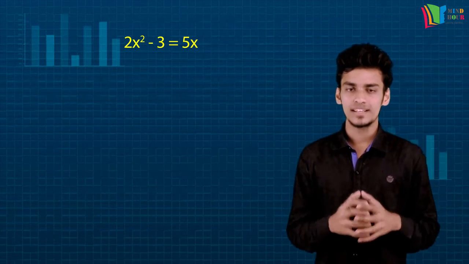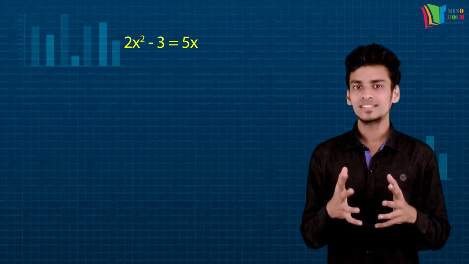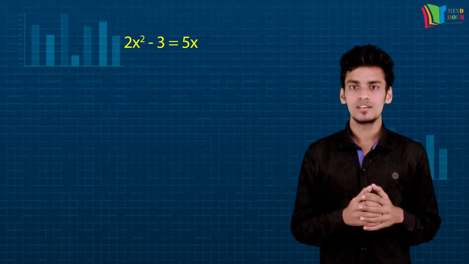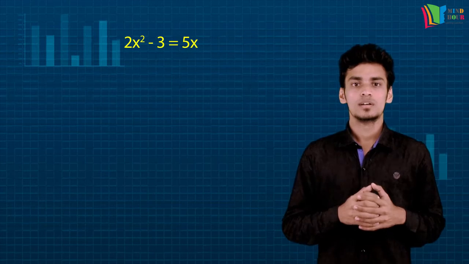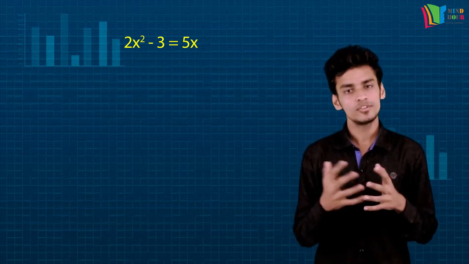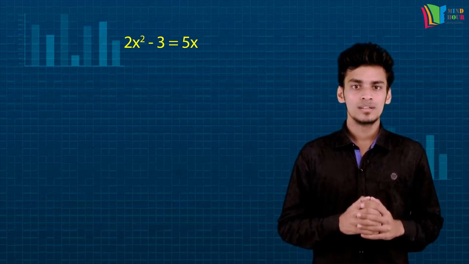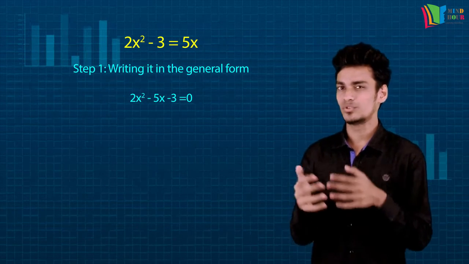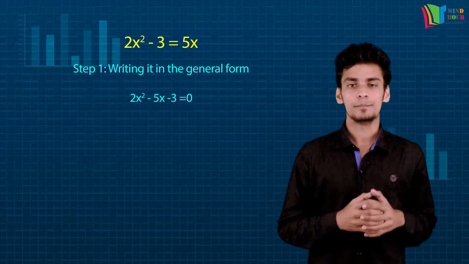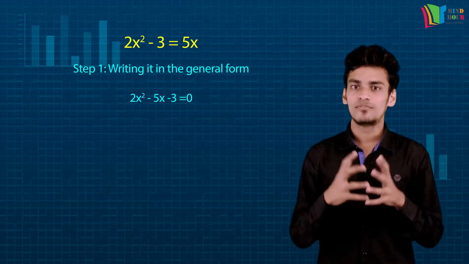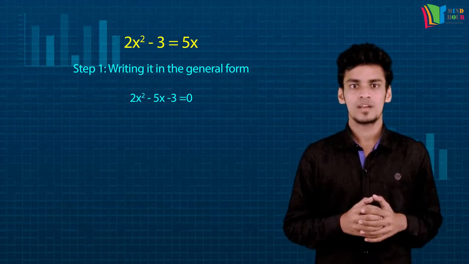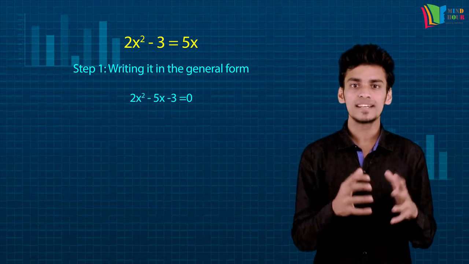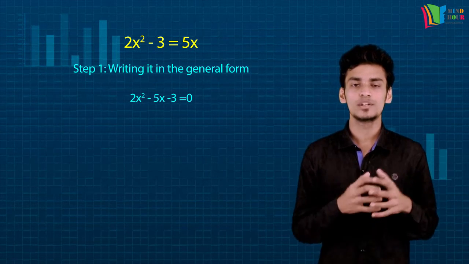2x² - 3 = 5x. As you can see, the given quadratic equation is not in the general form. So we will first convert it into the general form. Therefore, the equation will become 2x² - 5x - 3 = 0. What is the next step? Yes, the next step is to factorize the quadratic equation. We can use the method of splitting the middle term for factorizing the equation.